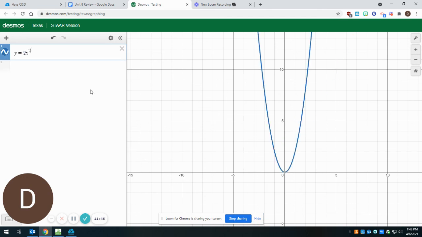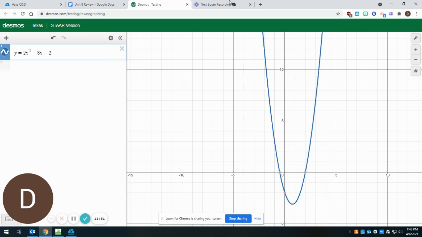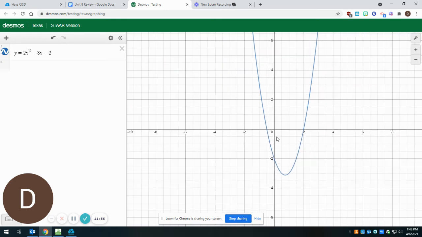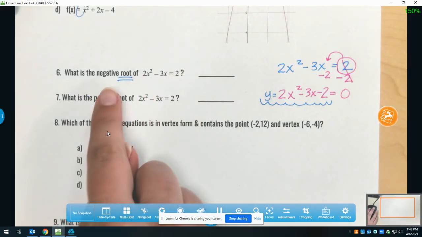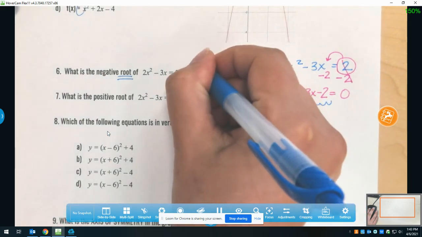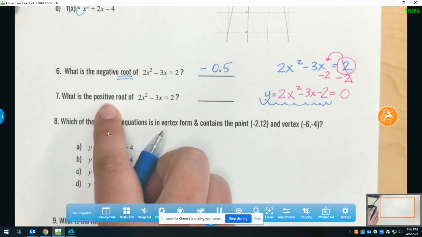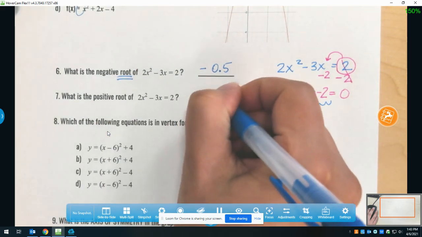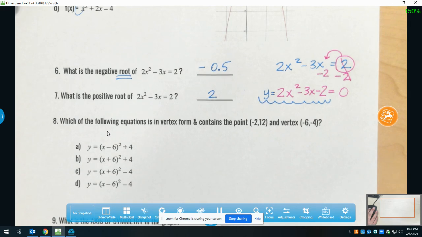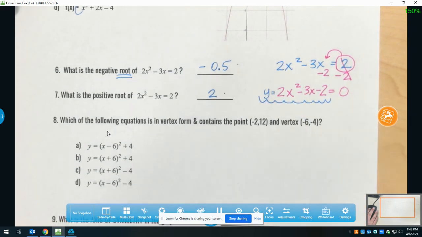So taking a look at this one, we've got minus 3x and then minus 2. Looking for where our graph crosses the x-axis, we have a negative 0.5 and a positive 2. So don't overthink this. When it's asking for the negative root, it is literally talking about which number of the 2 is negative, which is the positive root. So just separating and identifying correctly which is your positive and which is your negative.